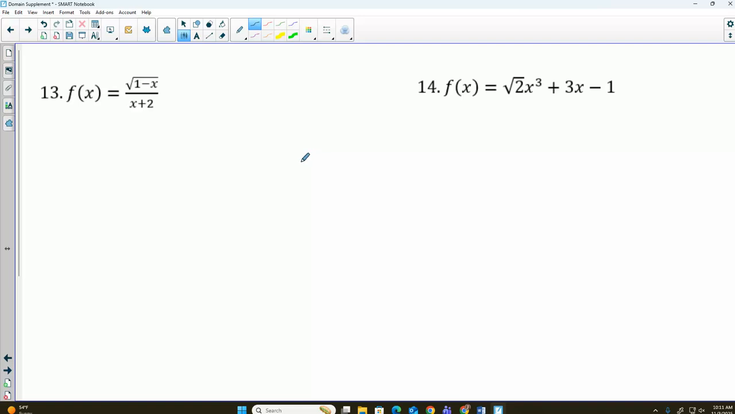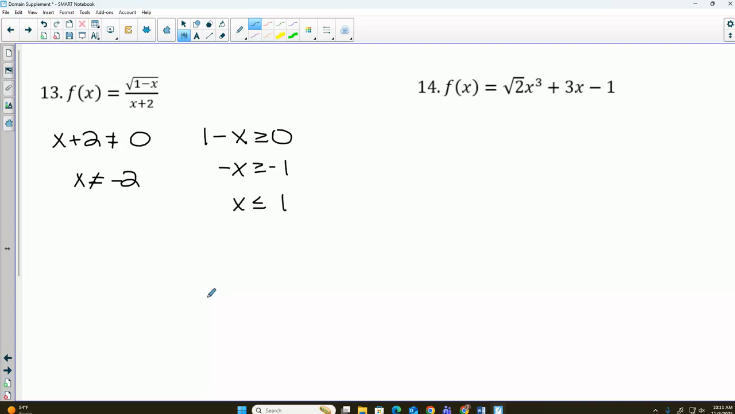Okay, number 13, again, has both a fraction and a radical, so we have to do both parts. The fraction tells you the bottom cannot be 0. So that means x cannot be -2. The radical tells me the thing under the radical, so 1 minus x, has to be greater than or equal to 0. So if I subtract my 1, negative x is greater than or equal to -1. Divide by a negative, which flips that inequality, so x is less than or equal to 1.